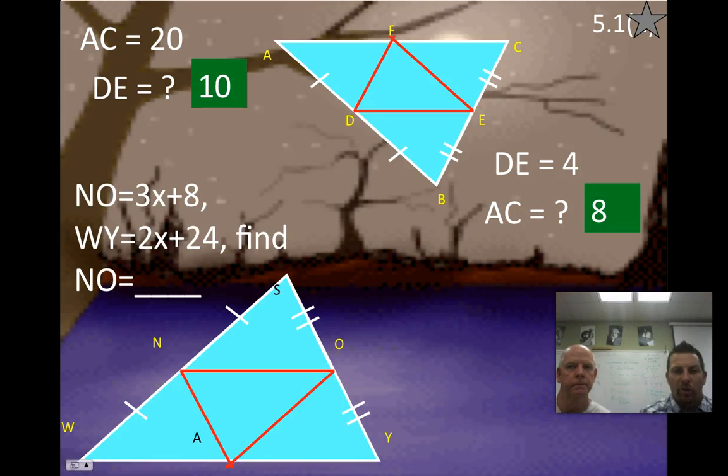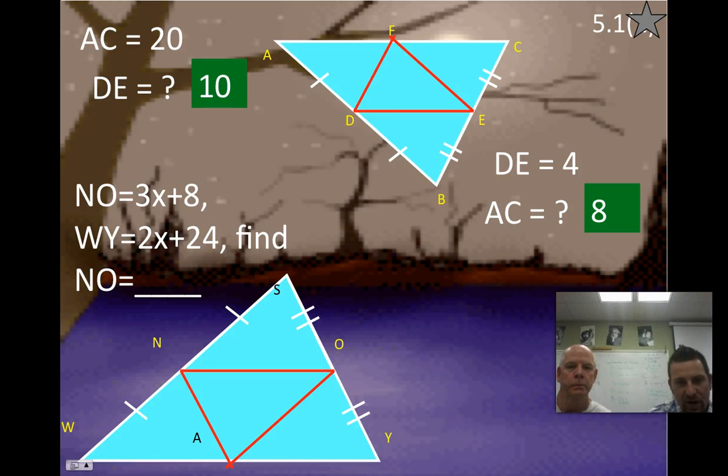So here we have NO equals 3x plus 8, and WY equals 2x plus 24, and they want us to find NO. So we have to find the length of that midsegment, NO. Remember, we need to find x, but x is not NO. x is only the variable; NO is the length of NO. Once you figure out what x is, don't forget to plug it back into 3x plus 8 so you can get the actual length of NO.